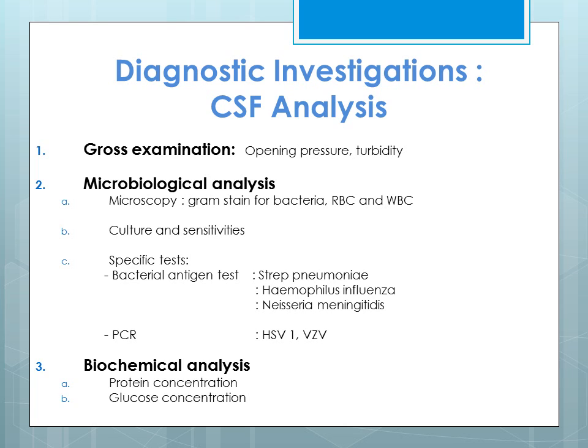Polymerase chain reaction or PCR is mainly used to confirm the diagnosis of viral encephalitis such as herpes simplex type 1 and varicella zoster. Biochemistry analysis includes measurement of CSF protein and glucose, which is important to differentiate between bacterial and other causes of meningitis.